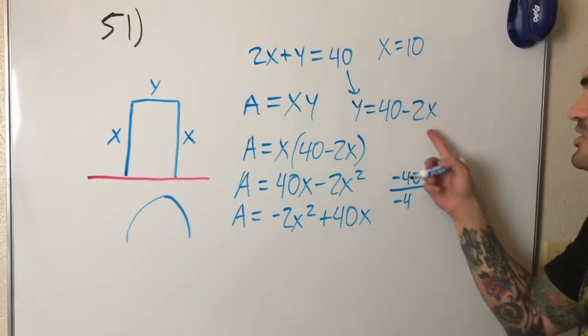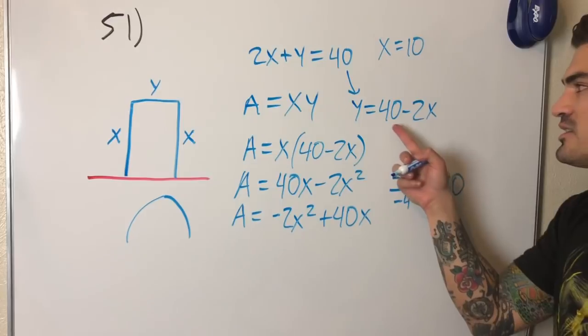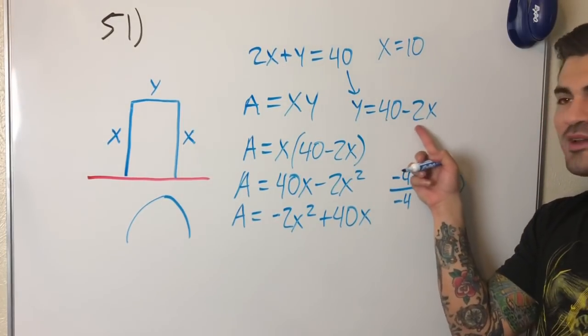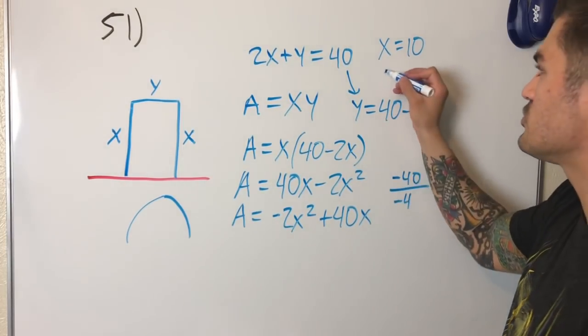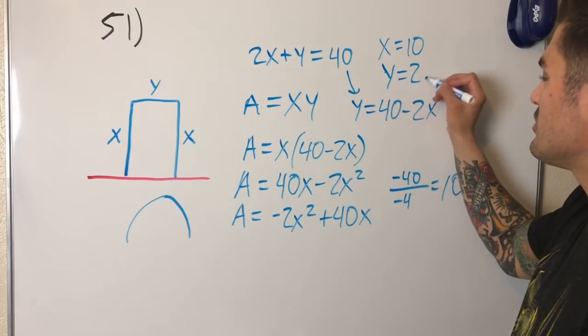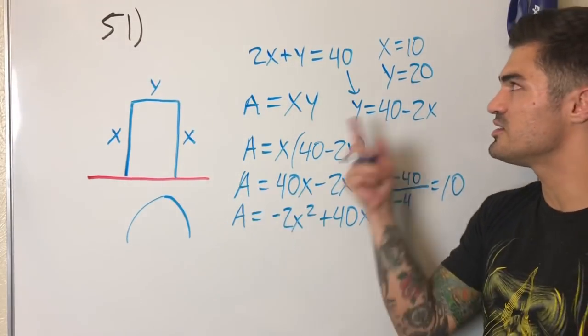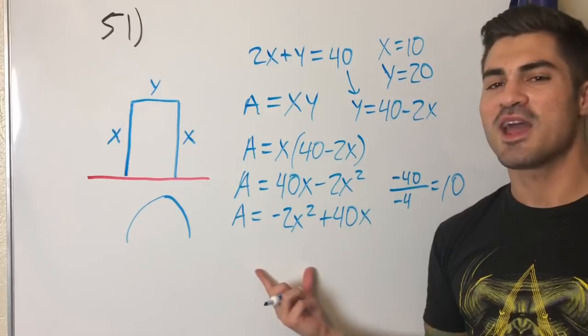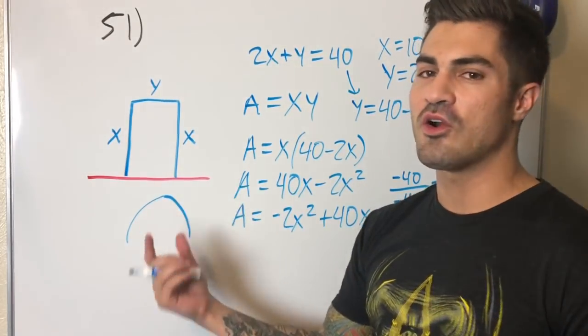X equals 10. So if I substitute that back in here, I get y equals 40 minus 2 times 10, right? So y equals 20. And these are the dimensions, 10 and 20. These are the dimensions that give us a maximum area for this garden.